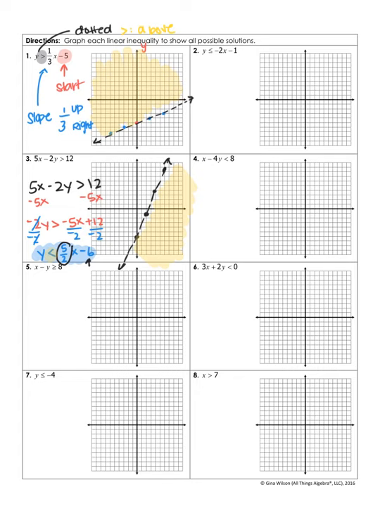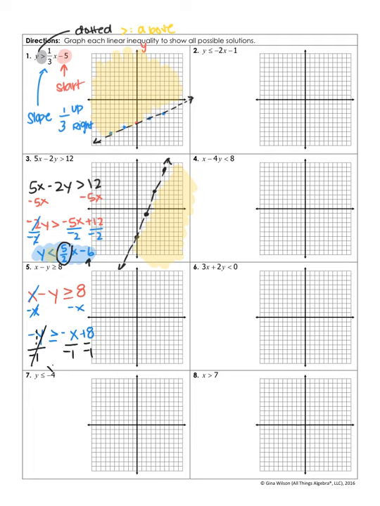All right, my next one, number 5, says x minus y is greater than or equal to 8. So I need to solve that first to get the y all by itself. I'm going to subtract my positive x and put it on the other side. I'd be left with negative y is greater than or equal to negative x plus 8. Then I'm going to have to get rid of this negative in front of that y, which, remember, is like a negative 1. So I'm going to divide everything by negative 1.